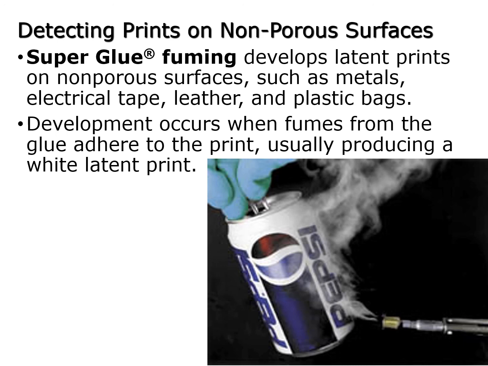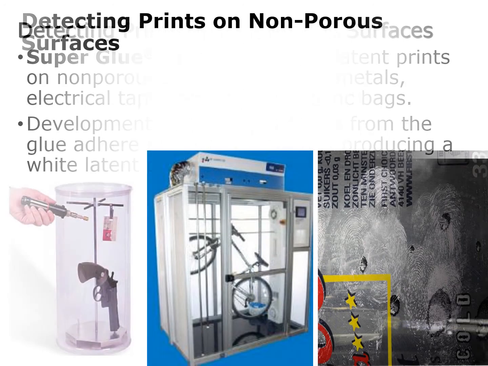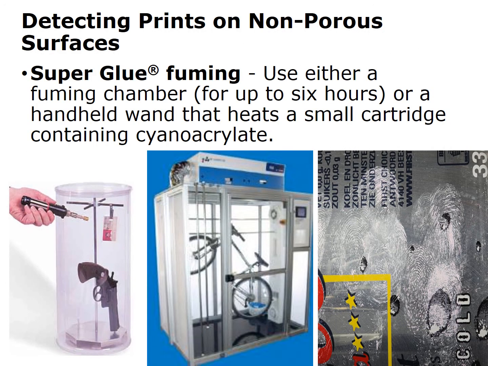And since this super glue is light, white or almost white in color, it will then produce a latent print that's also white or very light in color. Super glue fuming can use a wand or it can use a chamber. In the picture on the far left, a gun has been placed in a super glue fuming chamber. The super glue fume is inserted into the chamber and it develops any prints that might be left on the gun.